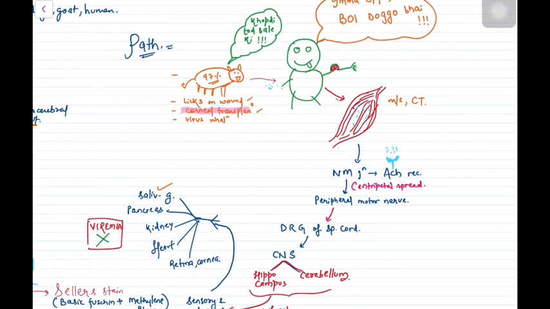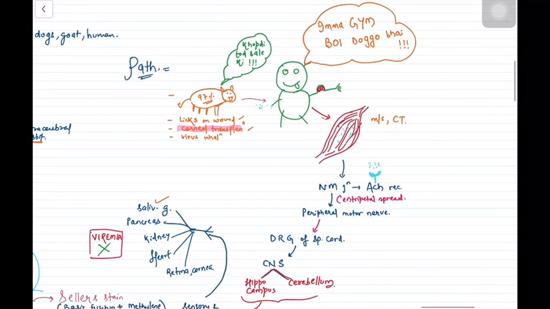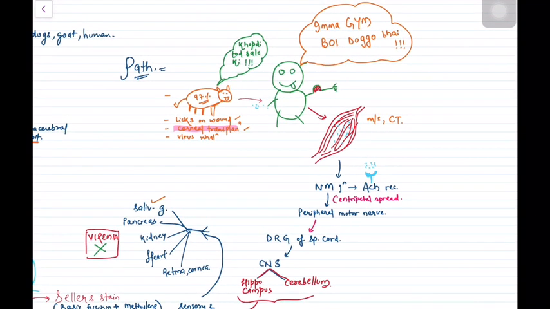And virus inhalation may be due to the bat feces. We can inhale the virus. But still the main cause is the dog bite. So once the dog bites the human, it will go into the muscles or the connective tissue.